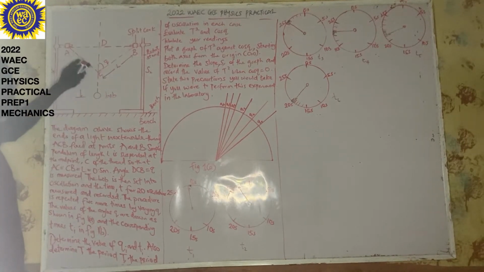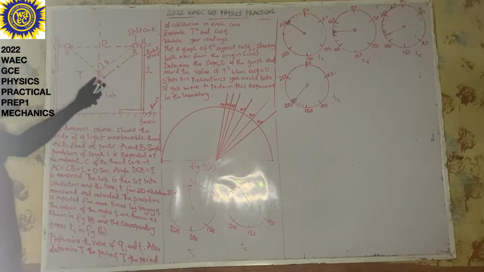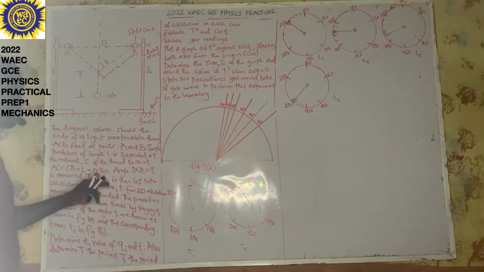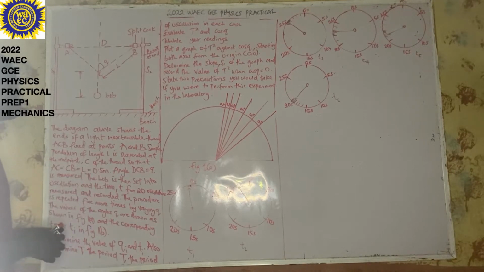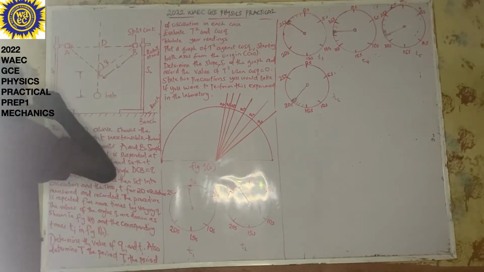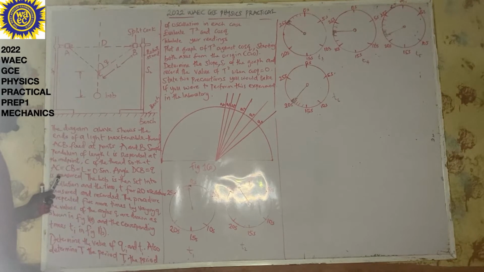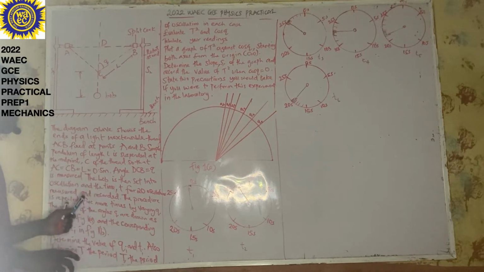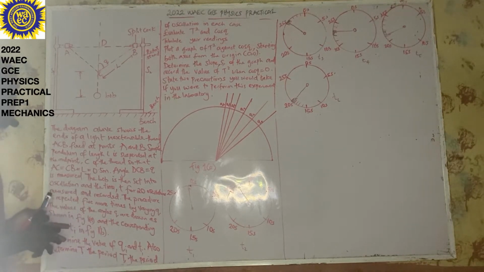This length AC is equal to length CB, which is 0.5 meter. Angle DCB is equal to Q. Then the bob is set into oscillation, and the time T for 20 oscillations is measured and recorded. The procedure is repeated 5 more times by varying Q.